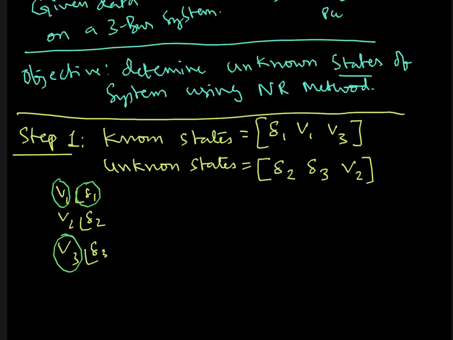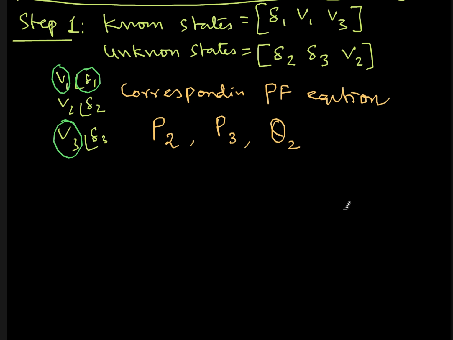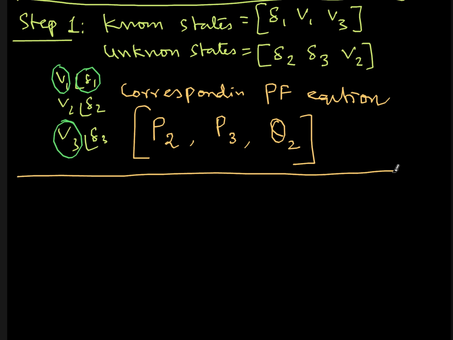Now the corresponding power flow equations. Because delta 2, delta 3, V2 are unknown, corresponding to delta 2 I have the equation for P2, corresponding to delta 3 I have the equation for P3, and corresponding to V2 I have the equation for Q2. So for delta, P is the corresponding equation, and for V, Q is the corresponding equation. So that is step 1. I have identified these 3. Now come to step 2.